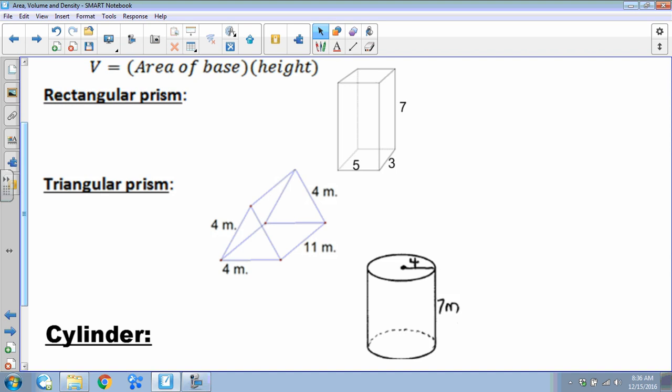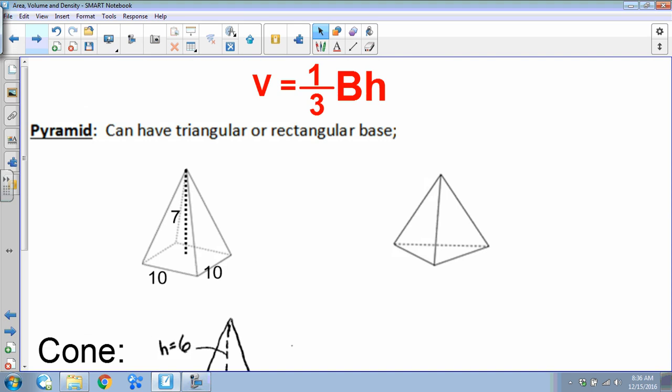The other type of shape is if you don't have the same on top and bottom, if it comes to a point. But you can still have all three different types of bases. If it comes to a point, if it has a pointy top, then the volume is 1/3 times the area of the base times the height.